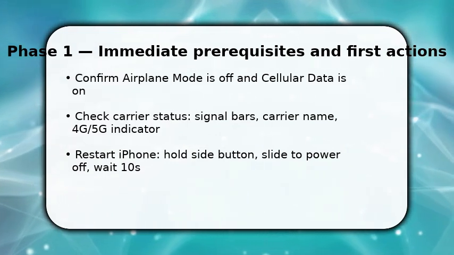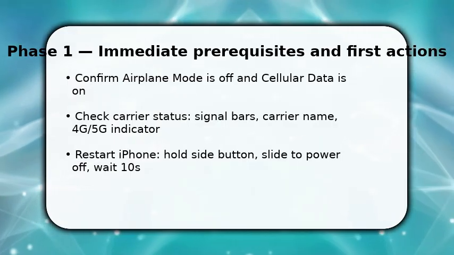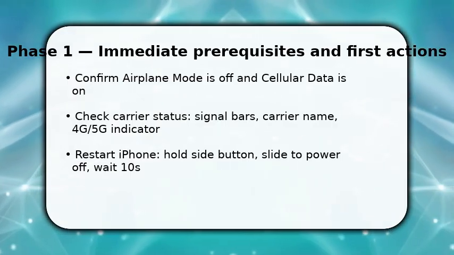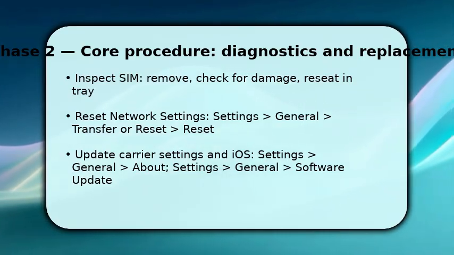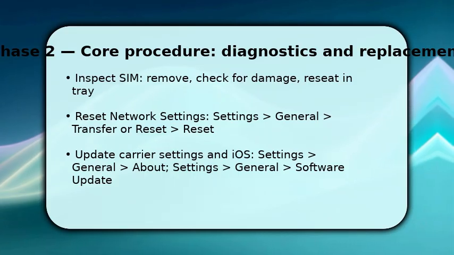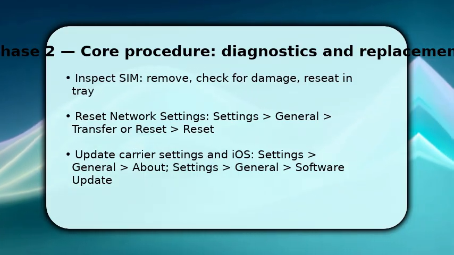Now you focus on the SIM and software states because physical contact and cache settings often cause drops. Power off, eject the SIM tray, inspect the SIM for scratches or dirt, then reseat it firmly. A loose SIM interrupts registration.